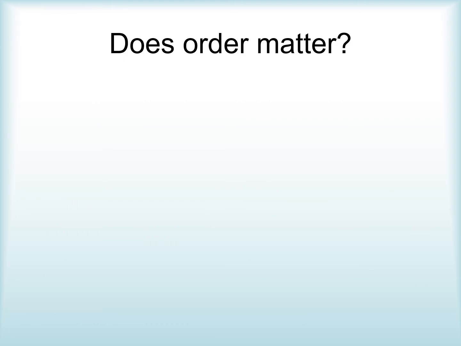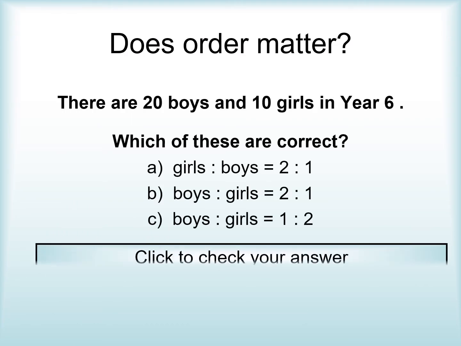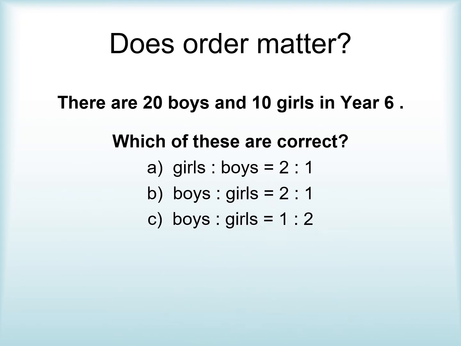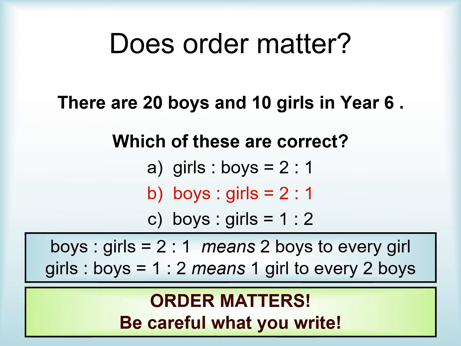Does order matter? Yes, of course. For example, there are 20 boys and 10 girls in year 6. Which of these are correct? It is letter B. The ratio of boys to girls is 2:1, which means two boys to every girl. Or if we use the ratio of girls to boys, we have 1:2, which means one girl to every two boys. So order matters when it comes to ratio. Be careful what you write.